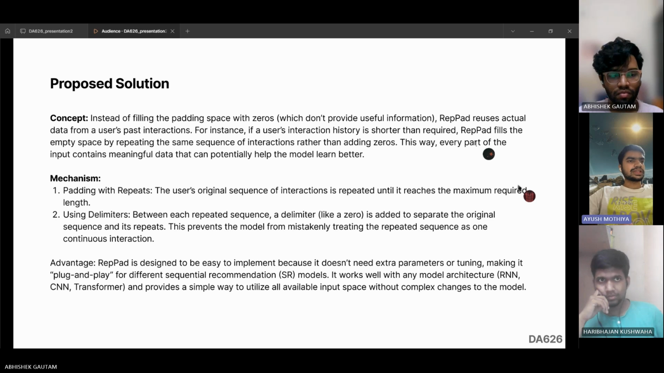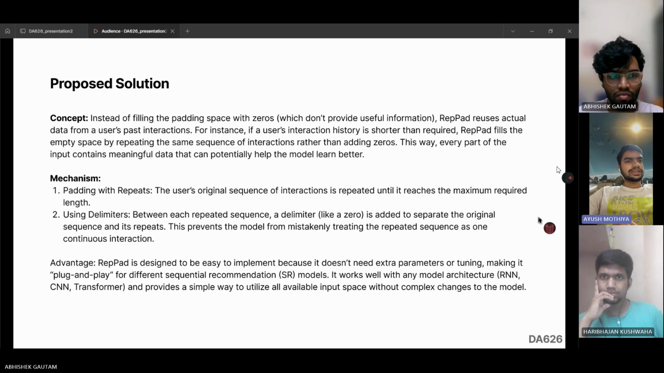For example, if a user has interacted with only 3 items, but the model requires a sequence of 5 items, RepPad would repeat those first 3 interactions to fill the remaining 2 positions. This ensures that every part of the input sequence contains meaningful data that reflects the user's preference. By reusing the valuable past interactions, RepPad can help the model learn better from the entire sequence rather than leaving parts of the input unused. Coming to the mechanism, padding with repeats.